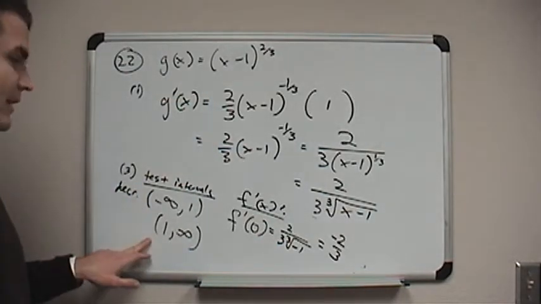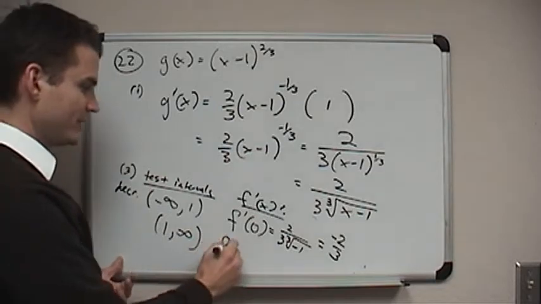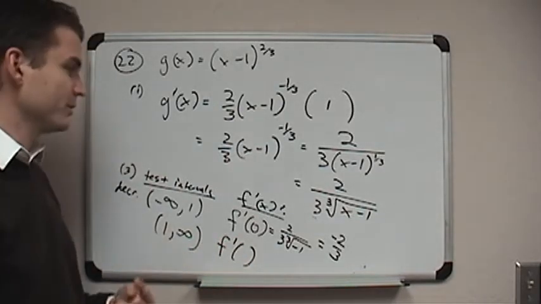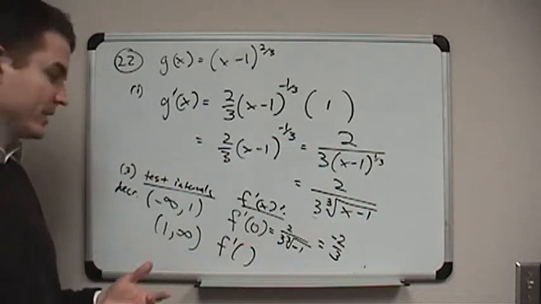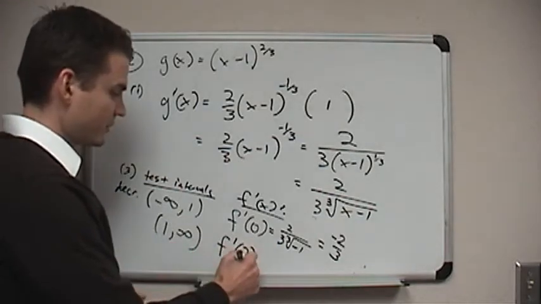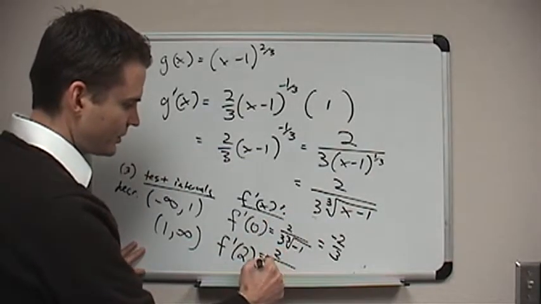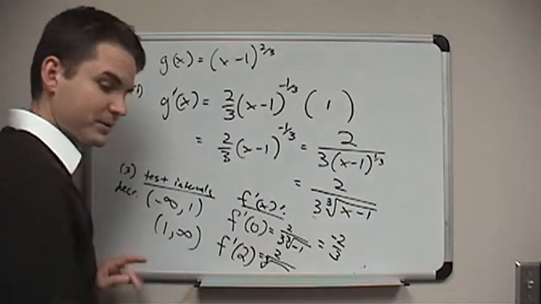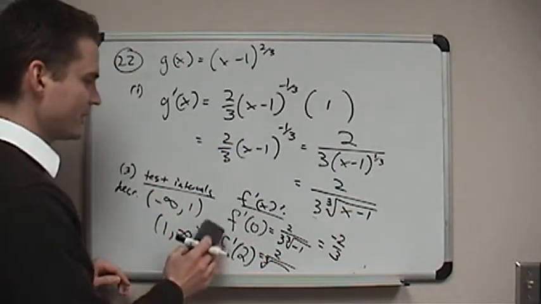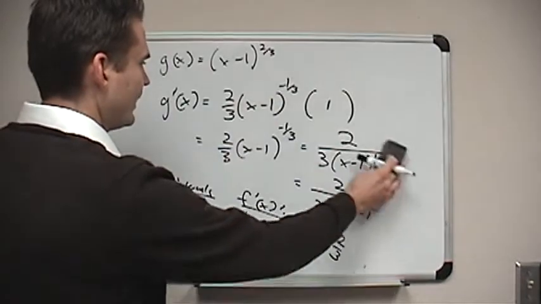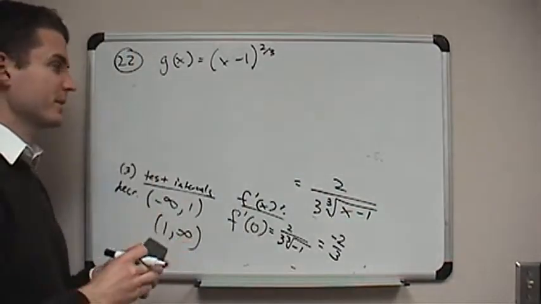Now in the next interval, we've got to test a point in there too. What number can we test from the interval 1 to infinity? Well, probably 2, right? It's bigger than 1, so that'll work. If we put 2 into this derivative, we'll get 2 over the cube root of 3 times the cube root. I'm kind of running out of room here. Let me erase a little bit. I'll erase my work here and do the work up here.